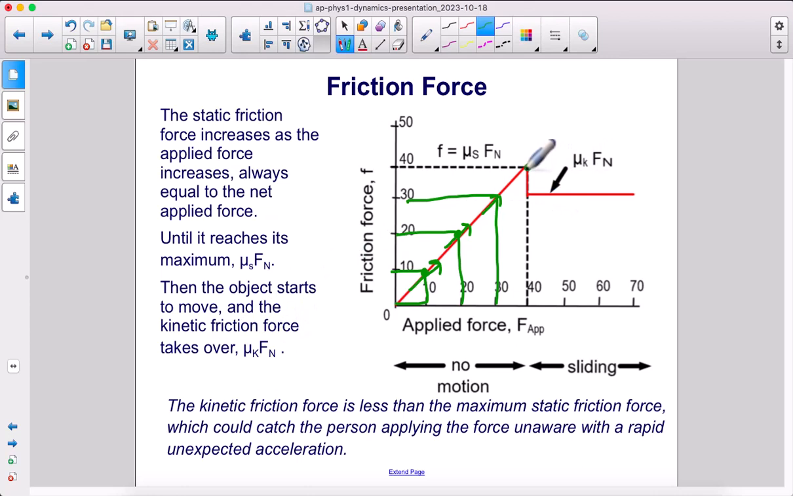So look, right when it starts to move, it drops down, and it turns into kinetic friction, which is constant, no matter how hard you push. The kinetic friction force here is less than the maximum static friction force up here, which could catch the person applying the force unaware with a rapid, unexpected acceleration. It's harder to get something to start moving than to keep it moving.